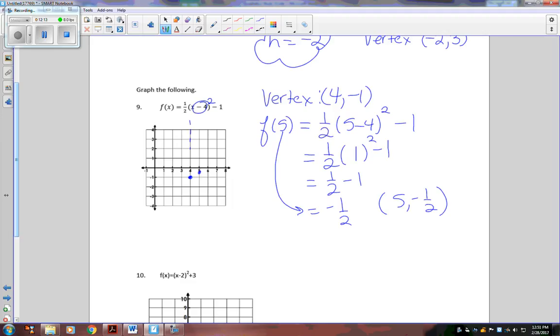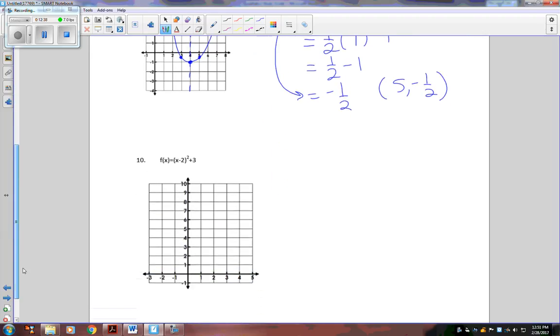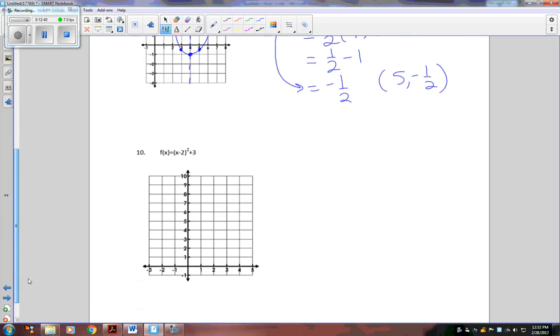Your axis of symmetry is that vertical line that goes through the vertex. Now using symmetry, I'm going to go on the other side of the axis of symmetry, the same distance. So this distance is the same as that distance. That's giving me the ordered pair 3, negative 1/2. And that's enough to make a smooth U-curve to graph your parabola. Okay, number 9, pause it and go on and do number 10.